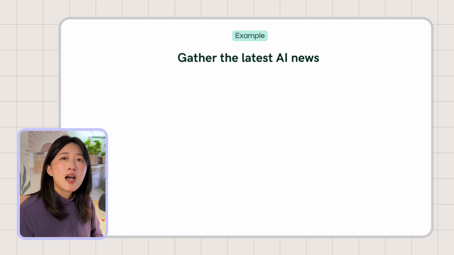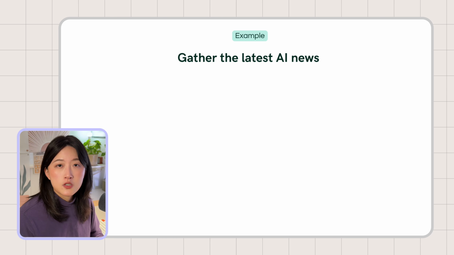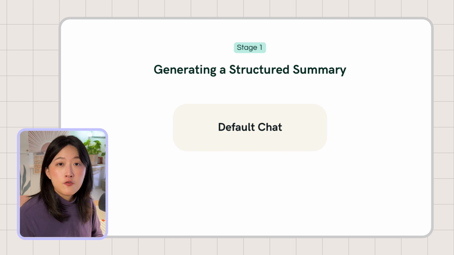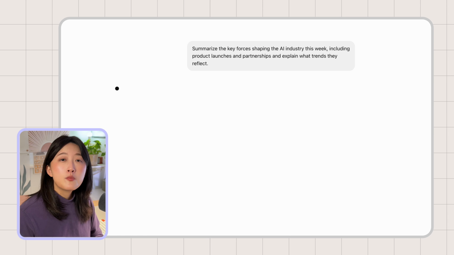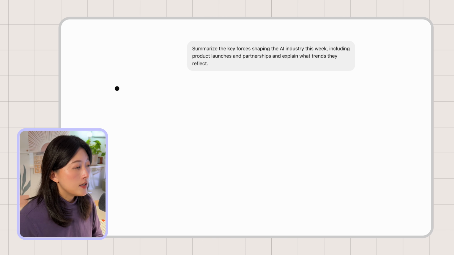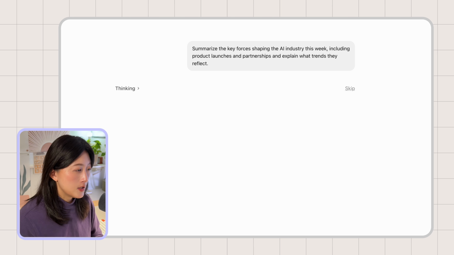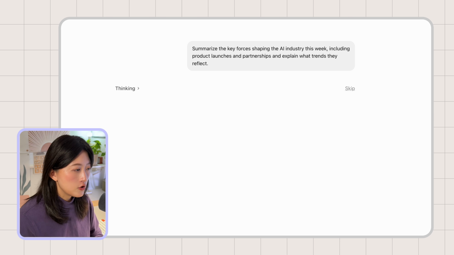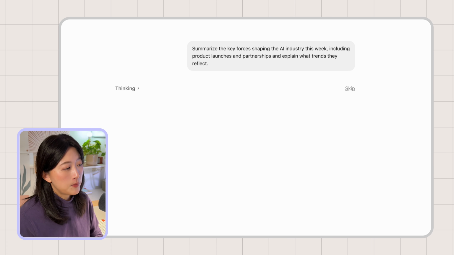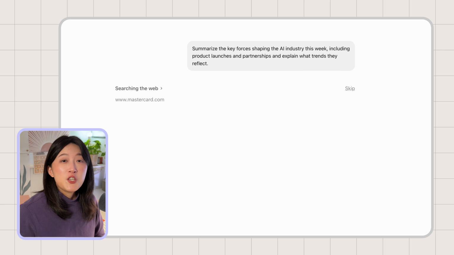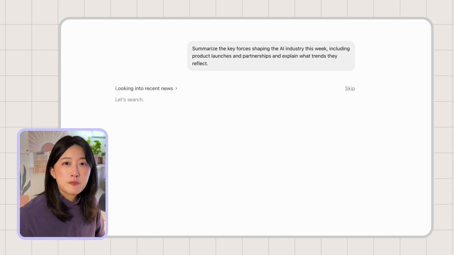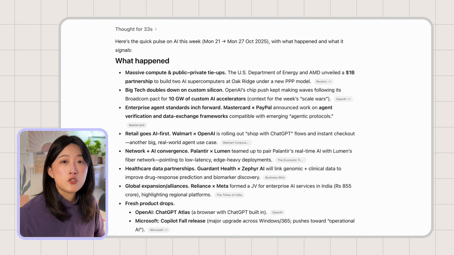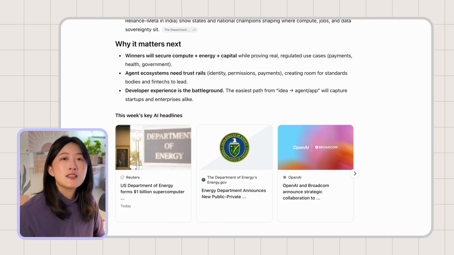Let me show you what I mean with a real example. Say your task is to gather the latest AI news. First, we gather information in default chat to leverage its logic-first reasoning capability. This is the prompt we use here. Summarize the key forces shaping the AI industry this week, including product launches and partnerships, and explain what trends they reflect. You can see in the answering process that ChatGPT thinks through multiple steps and gives you a structured answer with reasoning, citations, and links at the end.